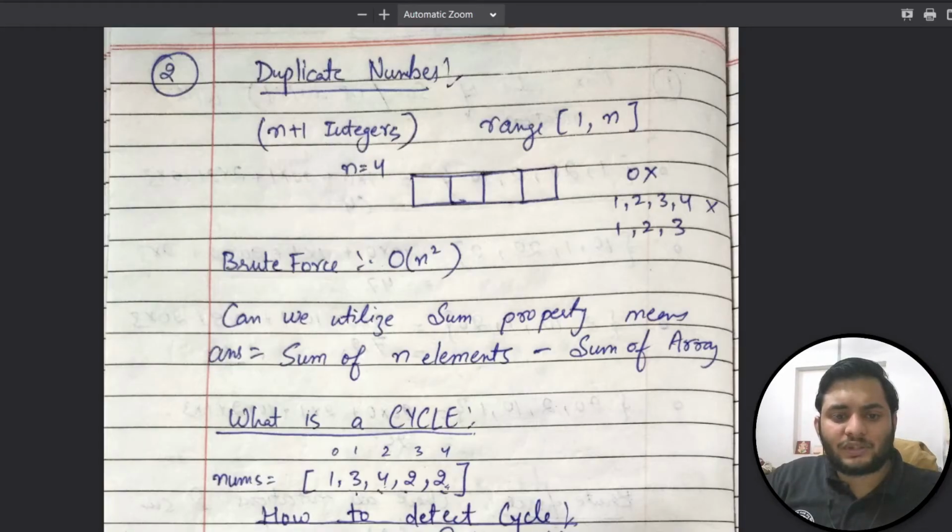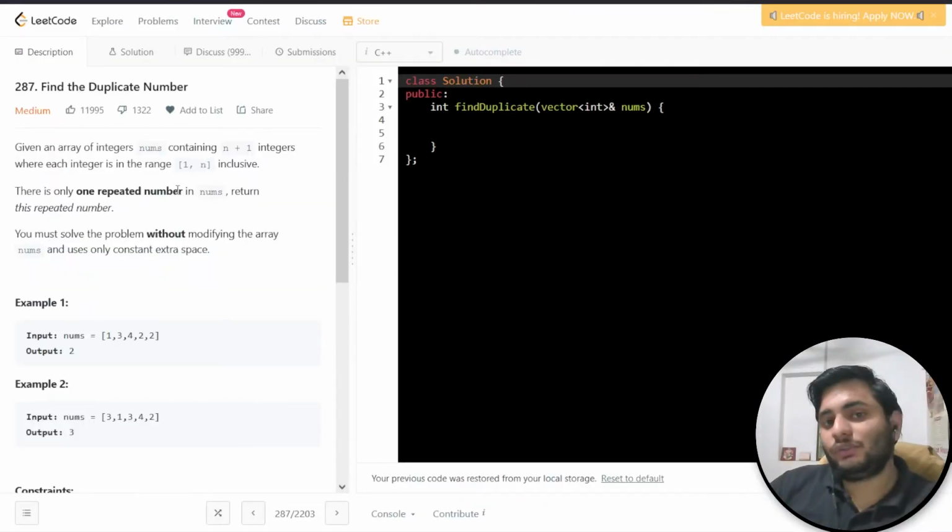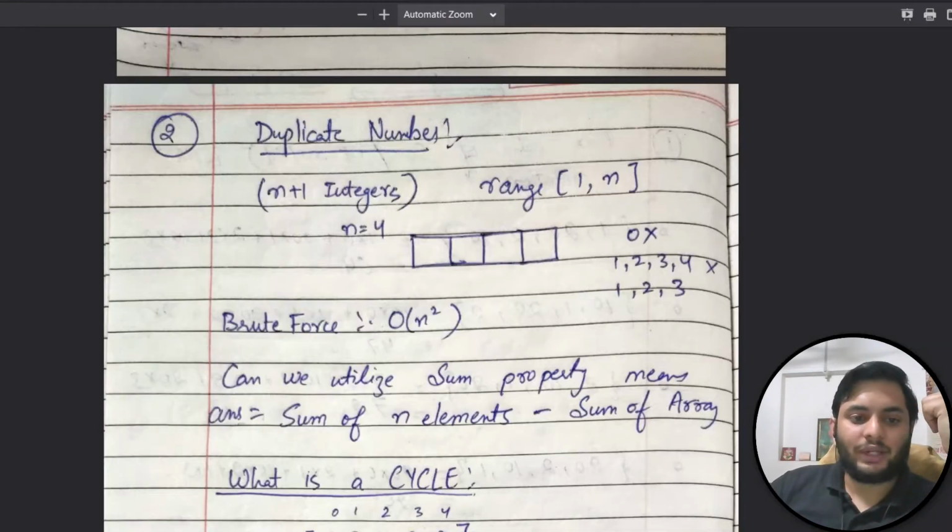Let's move to the notes section for more clarity. So this is the notes section, and for brute force, can we utilize some property, like answer equals sum of n elements minus sum of array? I will calculate the sum of n elements then minus the sum of the array. Can we? Just think about it. The duplicate can be 3, so the sum logic won't work here, so we need to think of something else.